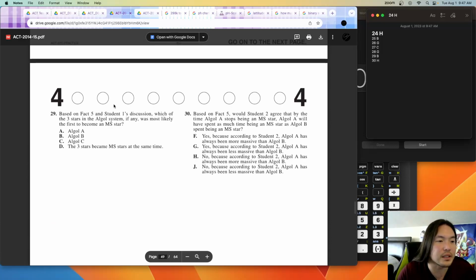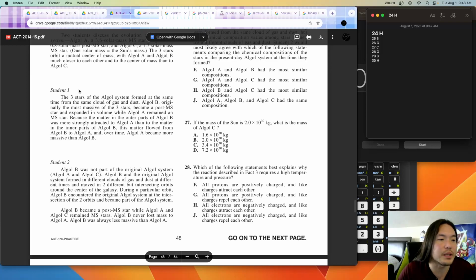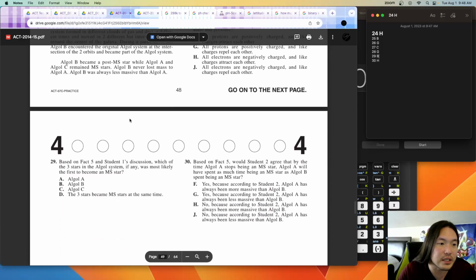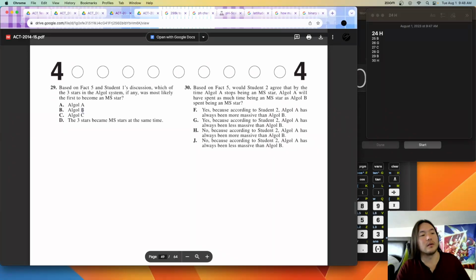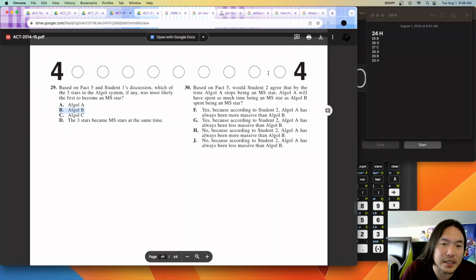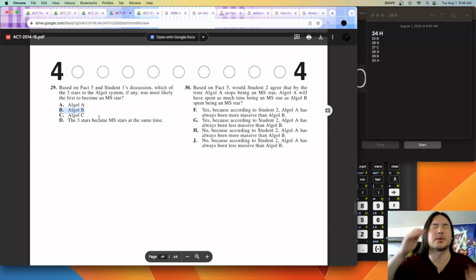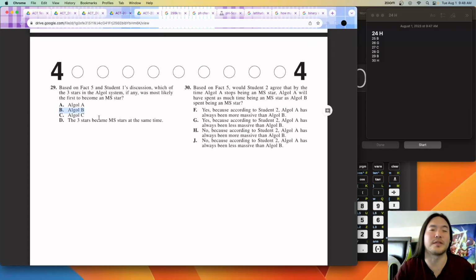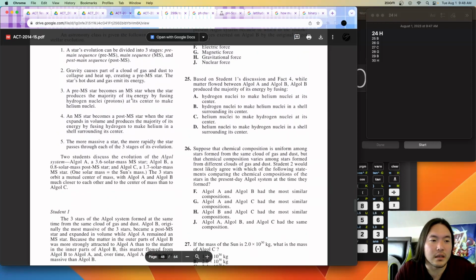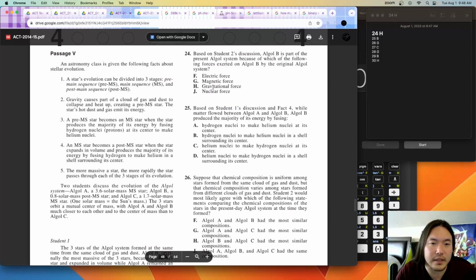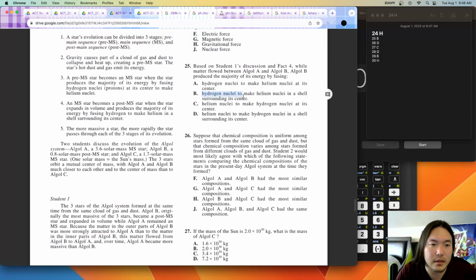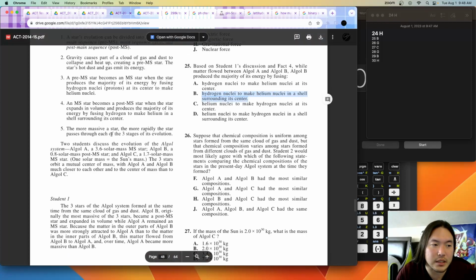So we have to use student 1's discussion. Student 1 thinks that angle B used to be the most massive, therefore it would have gone through the stages faster. That's why it's B. Okay. Tricky. I'm overthinking it, right? My initial analysis was correct. Don't overthink it. It's definitely gravity. It's definitely B. That's what they said.